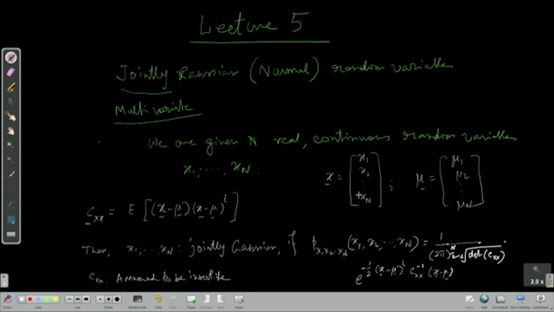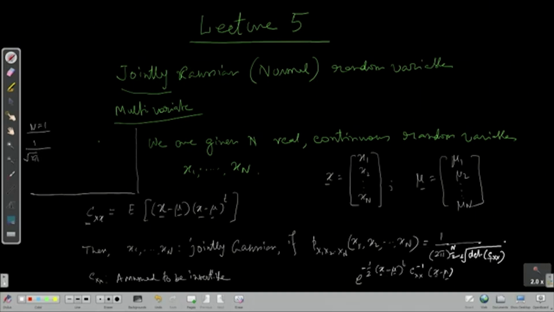That is, if you take n to be 1 only, then obviously 2 pi to the power n by 2, n is 1. I am writing here n equal to 1. You see 1 by 2 pi to the power 1 by 2. So 1 by root 2 pi.